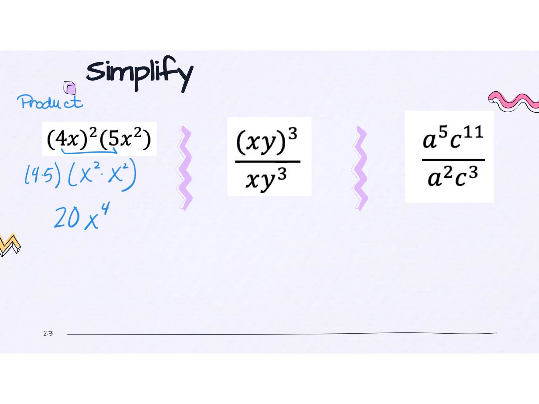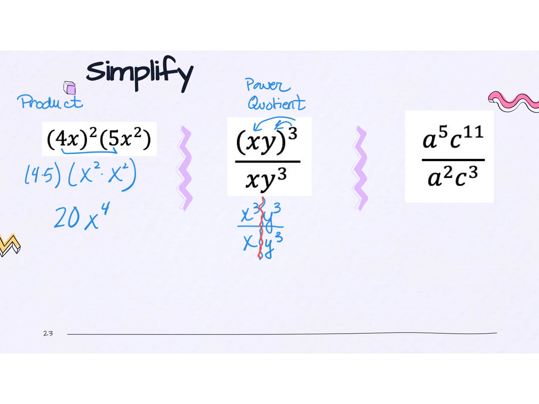This is going to be the power rule first, and then the quotient. I need to distribute first, right? So that's going to be x to the power of 3, y to the power of 3, all over x, y to the power of 3. I'm going to do this. Probably should have used a different color. Let me go to here. I'm going to separate them.